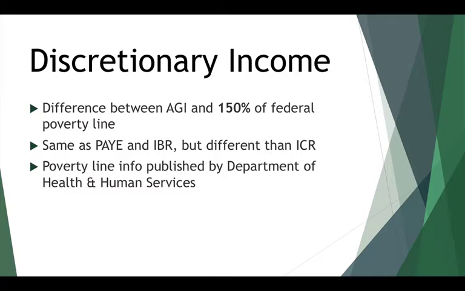To calculate discretionary income, revised pay-as-you-earn uses the exact same calculation as pay-as-you-earn. It's the difference between your adjusted gross income and 150% of the poverty line. Again, the poverty line is published by the Department of Health and Human Services, and they update it every couple of years in order to keep up with inflation. This is the same calculation as in pay-as-you-earn and income-based repayment, but it's a little bit different than income contingent repayment, which, if you recall, is slightly less borrower-friendly.